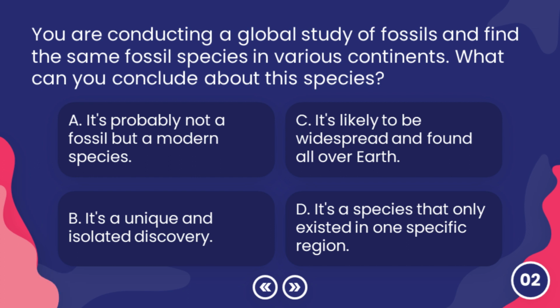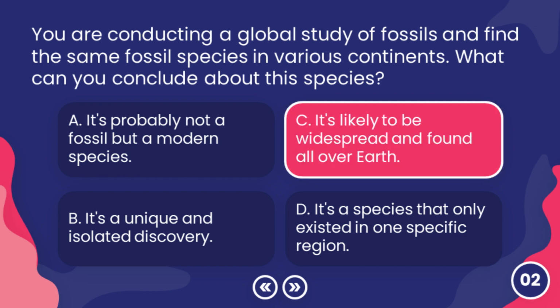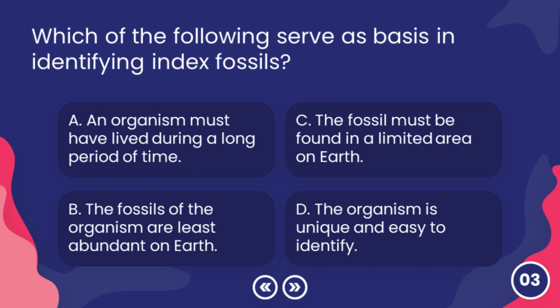What is your answer to this question? Very good, it's letter C. It's likely to be widespread and found all over Earth. Question number 3. Which of the following serve as bases in identifying index fossils? A. An organism must have lived during a long period of time. B. The fossils of the organisms are abundant on Earth. C. The fossils must be found in a limited area on Earth. Or letter D. The organism is unique and easy to identify.